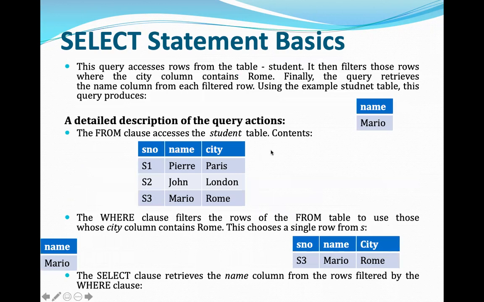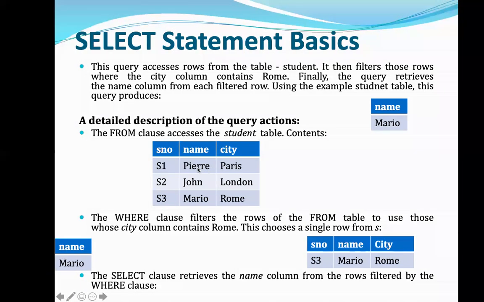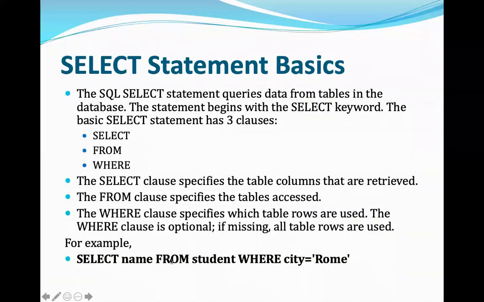Now, how does the whole process work? First of all, we need to find out the name of that particular student. But in that particular query, name is not going to execute first. From is going to execute first. So from student, the student table will be taken from the database and put into the main memory.